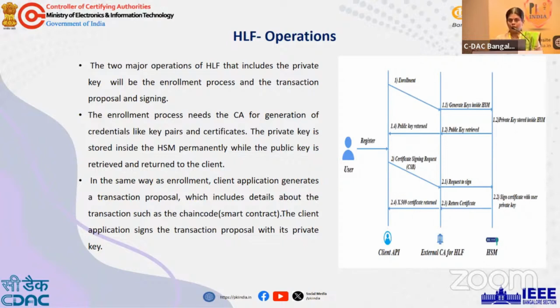So the two main operations are generating the key pairs inside the HSM, getting your public key out from the HSM, and getting a certificate signed inside your HSM from the CSR generated, along with transaction proposal and signing. In normal PKI infrastructure or operation, an X.509 certificate authority is enough: you generate a CSR, get your X.509 certificate signed, and it is a digitally verified certificate.